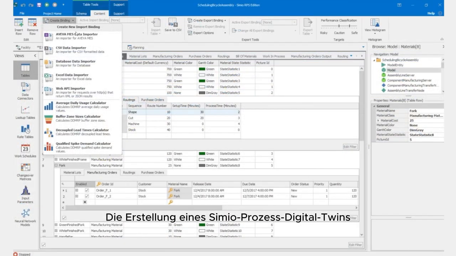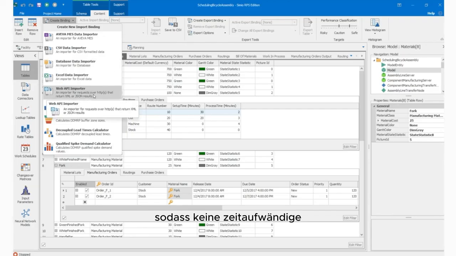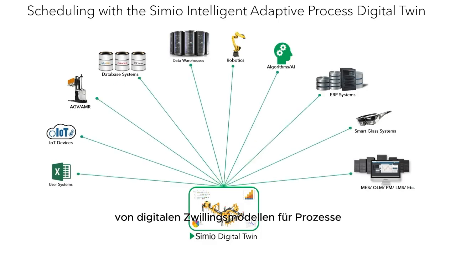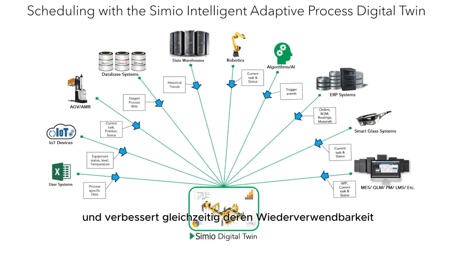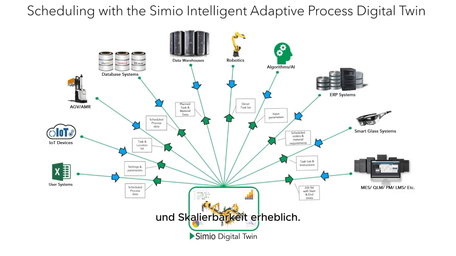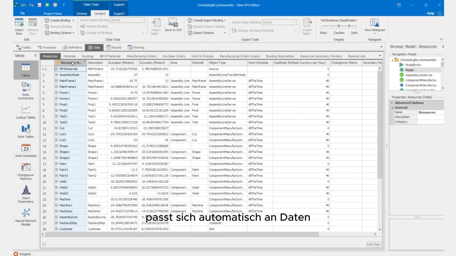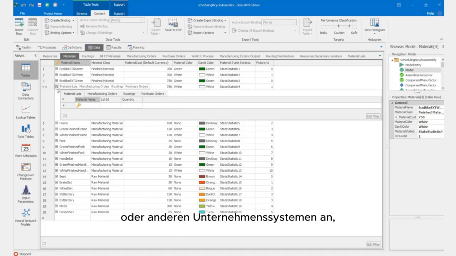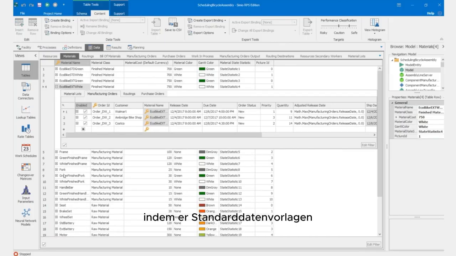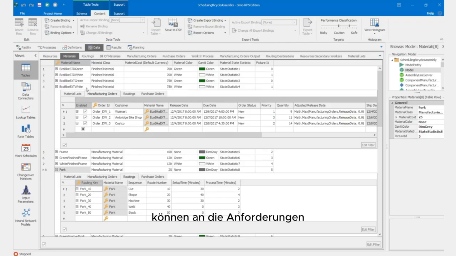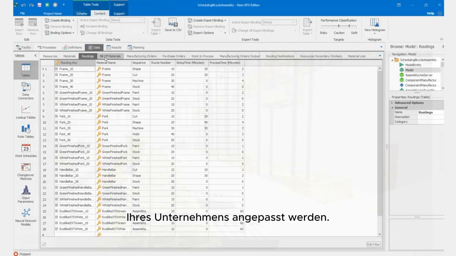The generation of a Simio process digital twin is based completely on data, eliminating the need for time-consuming and complicated coding. This approach accelerates the development of process digital twin models while also significantly improving their reusability and scalability. The Simio process digital twin automatically adapts to data coming from your ERP, MES, WMS, or other enterprise systems using standard data templates such as ISA 95 and ISA 88. These templates can be customized to align with the needs of your business.